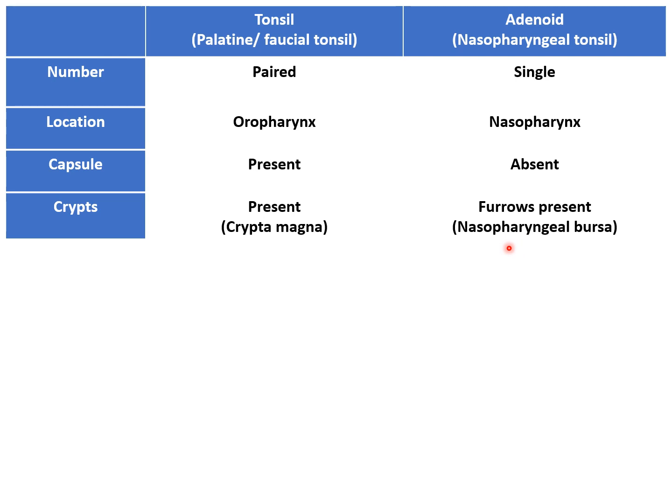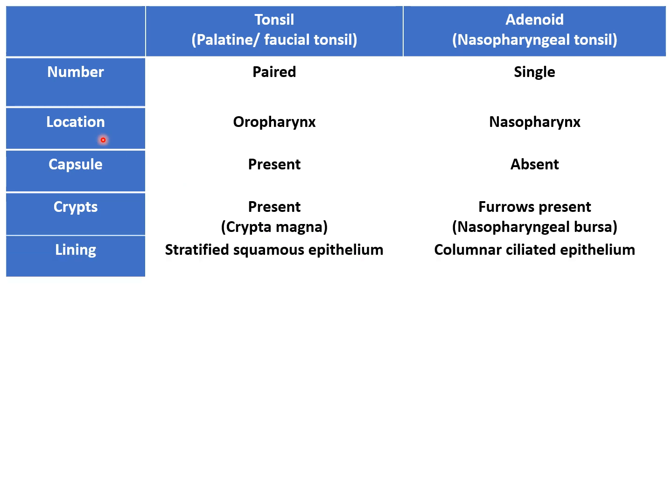Now infection of this region, that is nasopharyngeal bursa, leads to collection of pus in this region, which is called Thornwaldt's disease. And the crypts which are present in the tonsil, they are present in the medial surface of the tonsil. Then lining: the tonsils, they are lined by stratified squamous epithelium, while adenoids, they are lined by columnar ciliated epithelium.